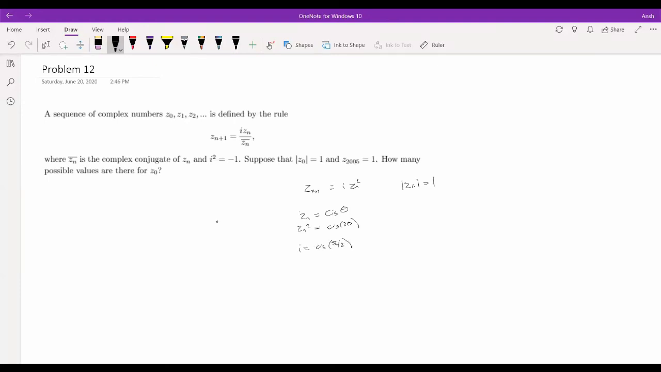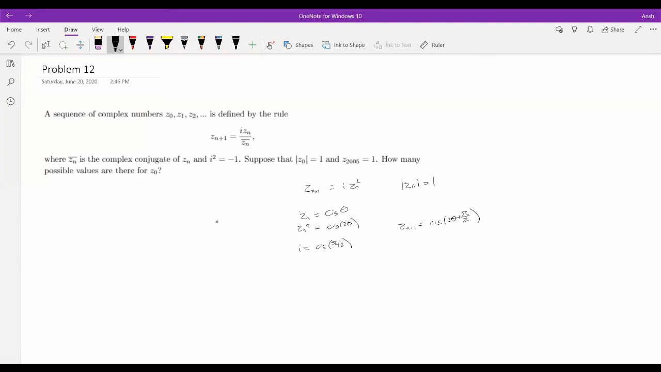So when we multiply these two, what we actually get is that z of n plus 1 is equal to cis of 2 theta plus pi over 2. Now, this helps us a bit, but we're still not quite sure how to progress.